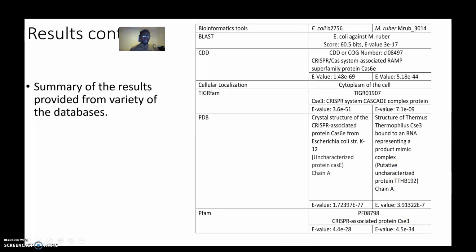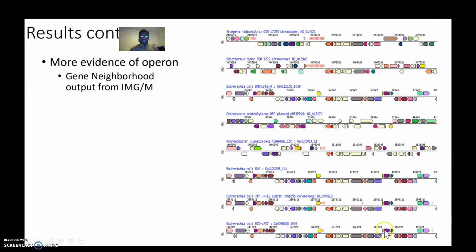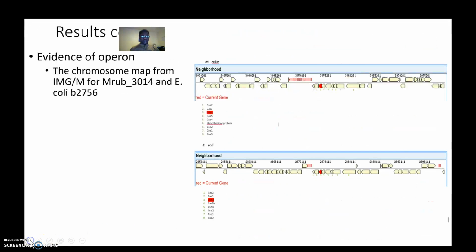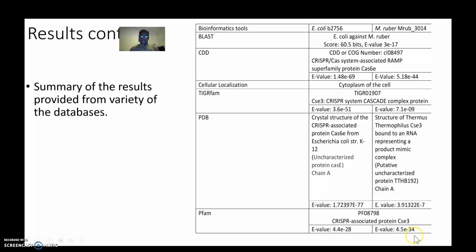And then finally, from the PFAM, from this bioinformatic database, mROB 3014 and E. coli B2756 show strong sequence similarities because they have the same PFAM number, which is right up here. They have the same PFAM number, which is right here, and they also have the same name, which is right here. However, the most crucial information from this is also that they have a low E value, indicating that these are similar due to evolutionary function.